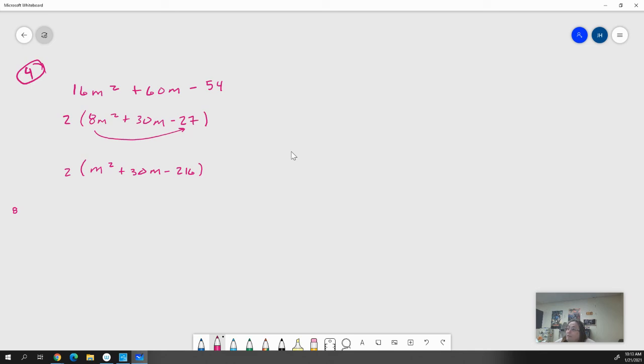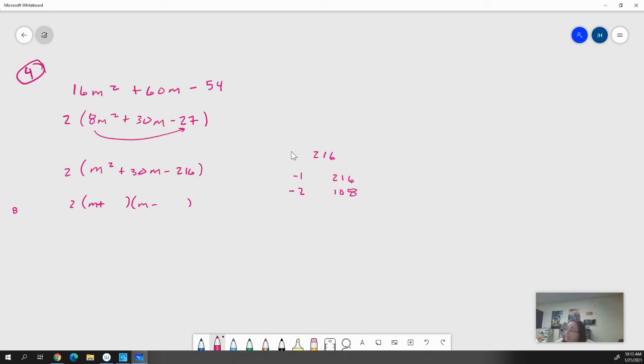What are our factors going to look like? They're going to be 2 times m plus something times m minus something. I know that because this is negative. And now we're going to look at what are our factors of 216 that add up to 30. So I'm going to go negative 1 times 216, negative 2 times 108.